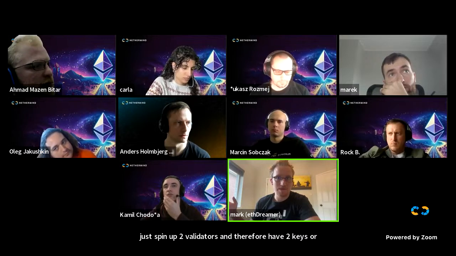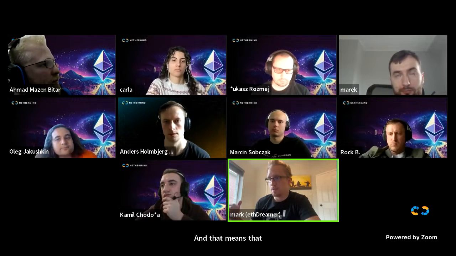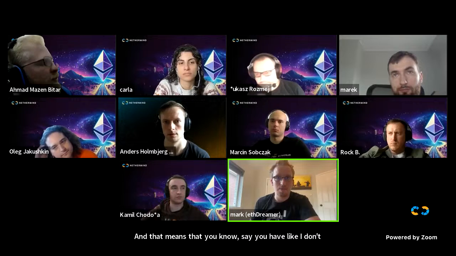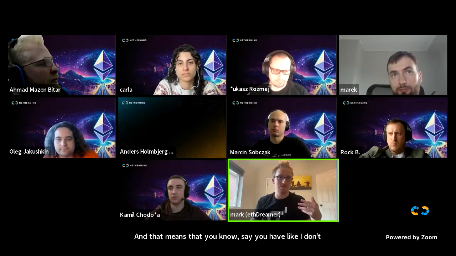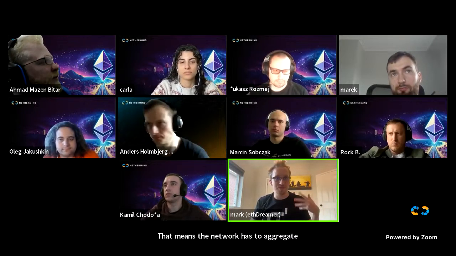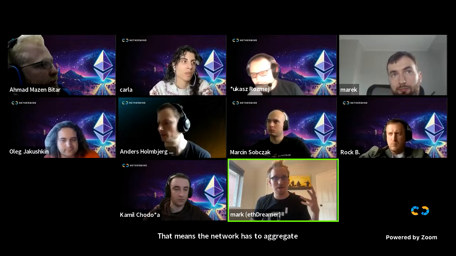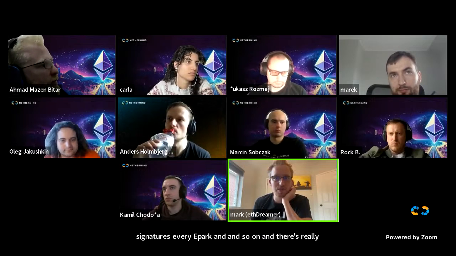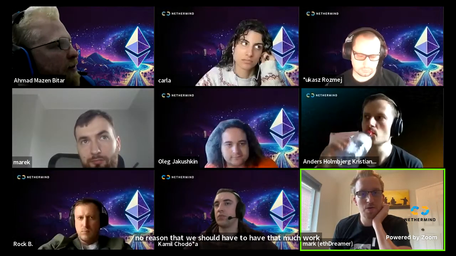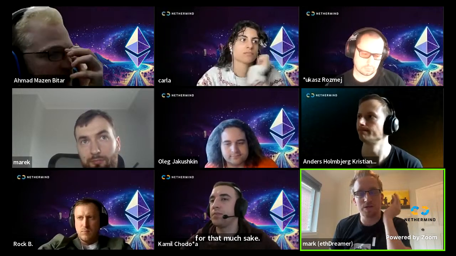And that means that, say you have 20 validators. That means the network has to aggregate your 20 signatures every epoch and so on. And there's really no reason that we should have to have that much work for that much stake. So we could just have one key, and then you could have one validator with a larger stake.